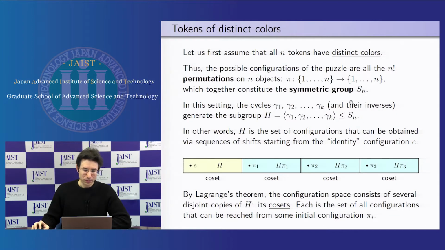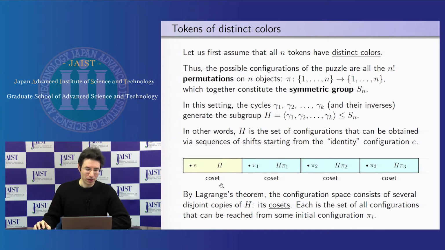Now, in the first part, we will just focus on puzzles where tokens have distinct colors. So we have n tokens of n distinct colors. And a configuration is just a permutation of n items. So the positions we can reach by using our cycles are a subgroup of the symmetric group Sn. We call this subgroup H, which is generated by the k cycles that we have.